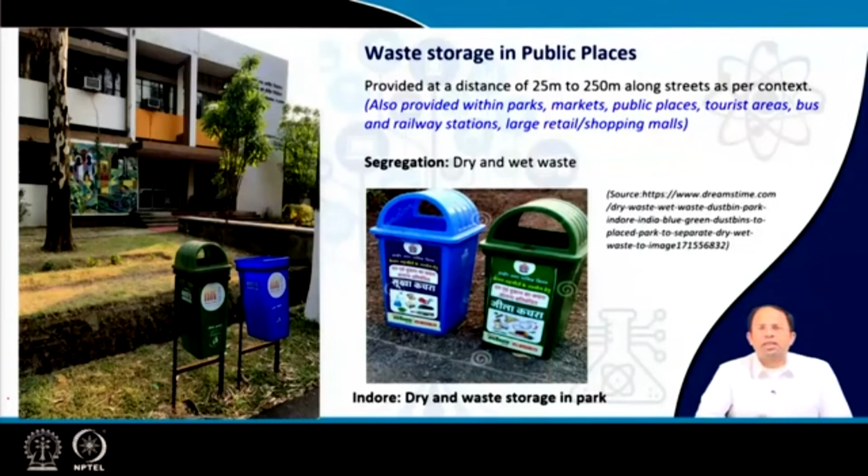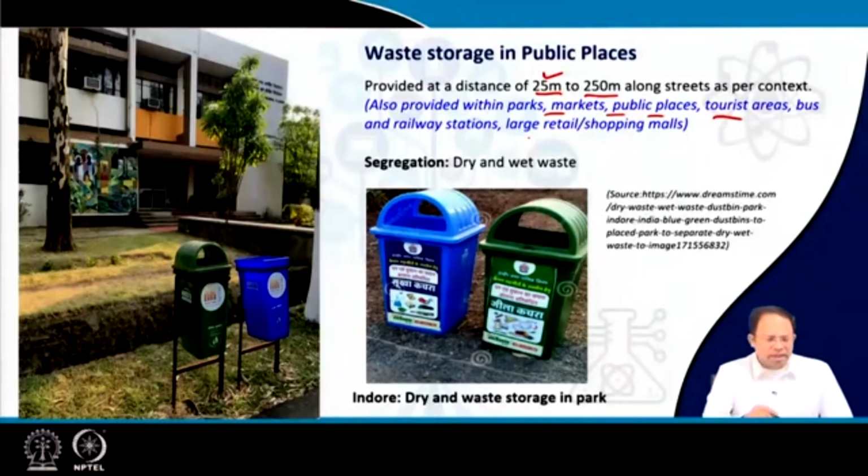Now coming to waste storage in public places, the rule is that storage containers are provided at a distance of 25 meters to 250 meters along streets. As per the context, on very important or very busy streets, we can have it at 25 meters, whereas where the streets are not that important or not that busy, we can have it every 250 meters. These are also provided at parks, markets, public places, transit areas, bus and railway stations, so that when people are walking along the street, if they need to throw something, they can throw it in these garbage bins.